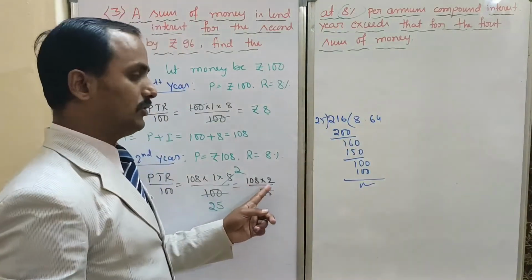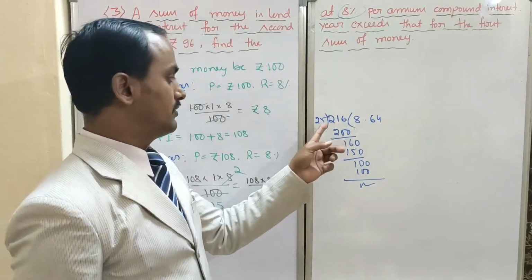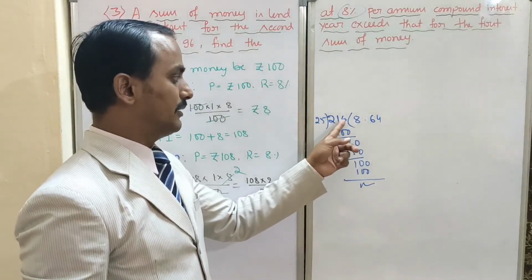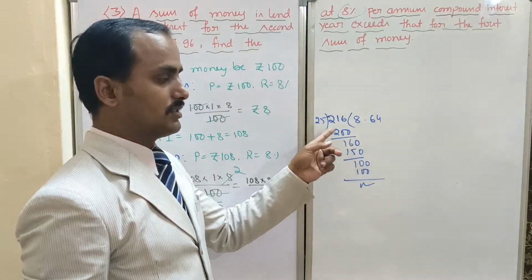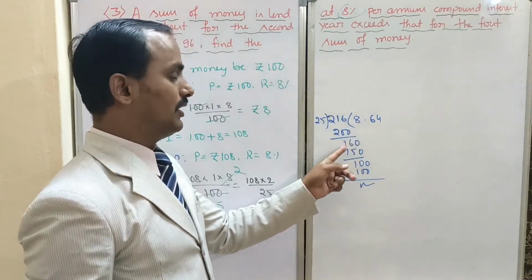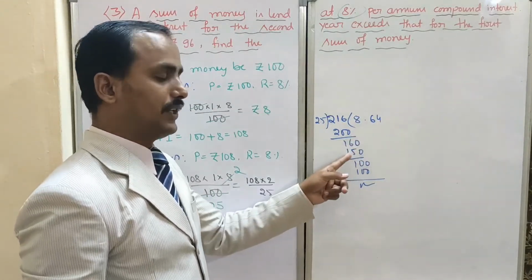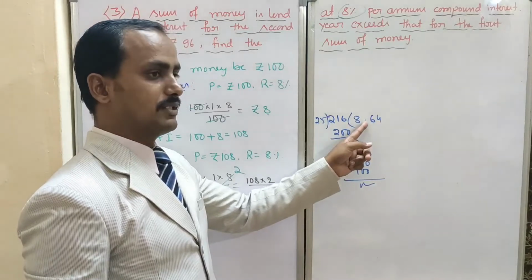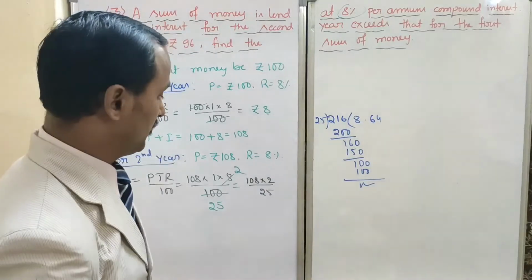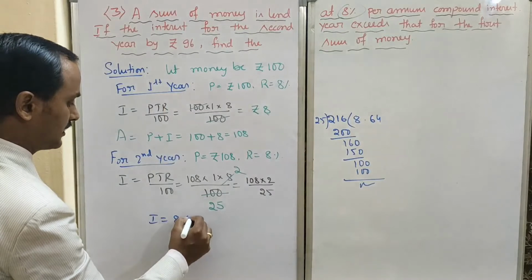See, 108 into 2, we got numerator 216, denominator 25, and 216 is divided by 25. Finally, what happened, children? 25 8s are 200, remaining 16 carry. Then 16 is not divisible by 25, so we put the decimal point and consider 0, then 160 is divisible by 25. 25 6s are 150, remaining 10 carry. Already we put the decimal point, here one more 0, 100 is 25 4s, remainder is 0. Now this second year interest is equal to 8 rupees 64 paise.